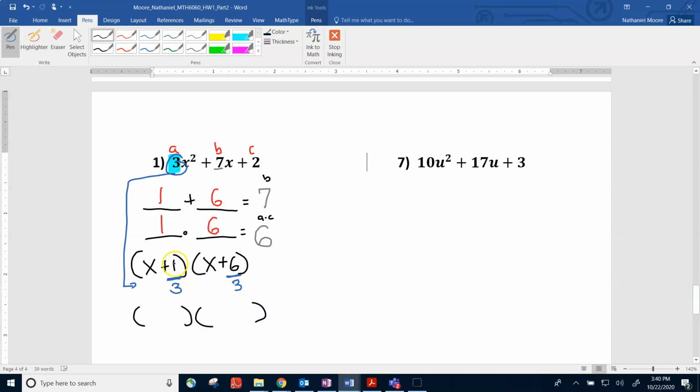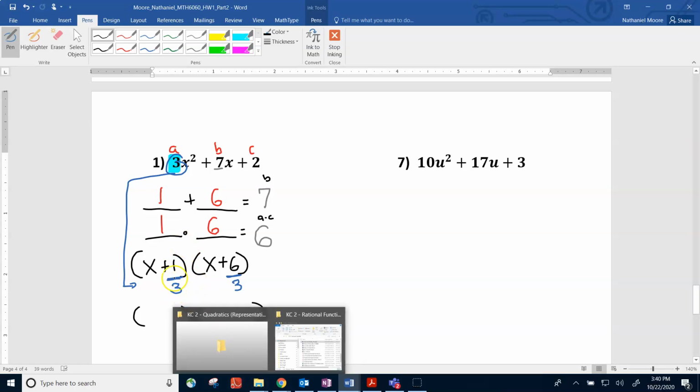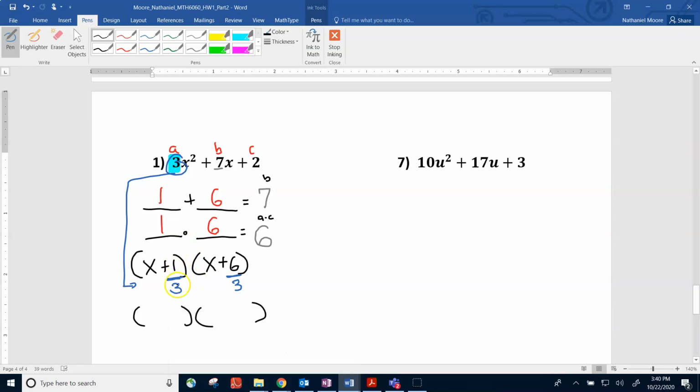So this is essentially 1/3. If you notice, 1/3 is a fraction that can't really be simplified. So 3 cannot go into 1. So then you just take the 3 and put it in front. So it'll be 3 x plus 1. Here, 6 divided by 3 will be 2. So it'll be x plus 2. And this is your answer.